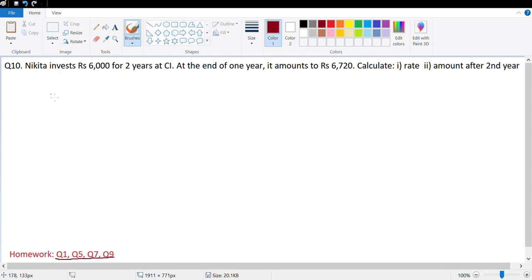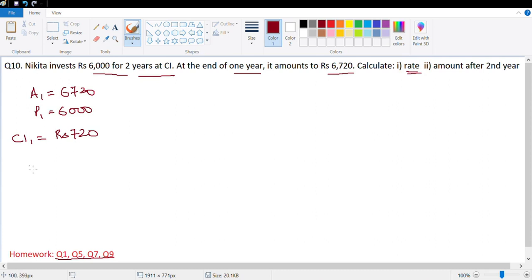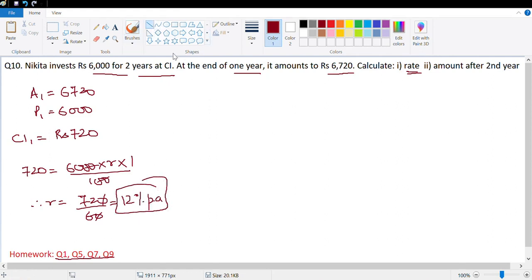Nikita invests rupees 6,000 for 2 years at compound interest. At the end of 1 year, it amounts to 6,720. So A1 is equal to 6,720 and P1 is 6,000. That's the original principal, which means compound interest for first year is equal to rupees 720. Calculate the rate. Compound interest is basically simple interest if it's for 1 year, which means simple interest is equal to principal, which was 6,000 into rate into 1 upon 100. Therefore, R is equal to 720 upon 60. That's equal to 12% per annum. So the rate is equal to 12% per annum.